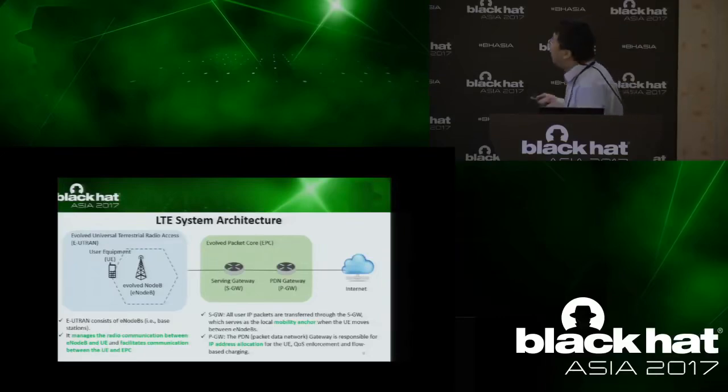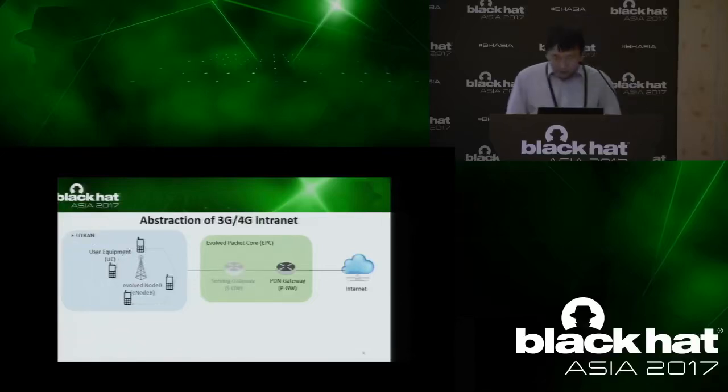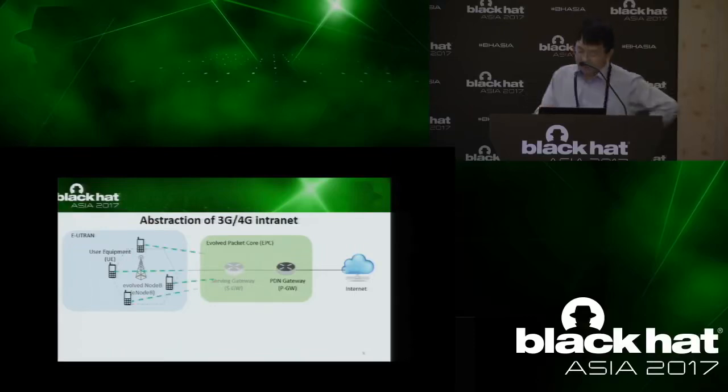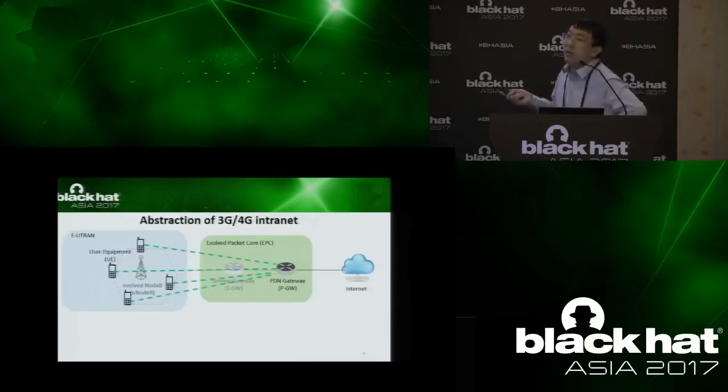So based on this architecture, whenever an IP packet is sent out by the device, it goes through the base station and to the gateways, and eventually will reach the internet. Okay, so let's do a little abstraction. Let's hide the existence of the base station and the SGW. We can think of it this way: different mobile devices actually connect to the PGW.